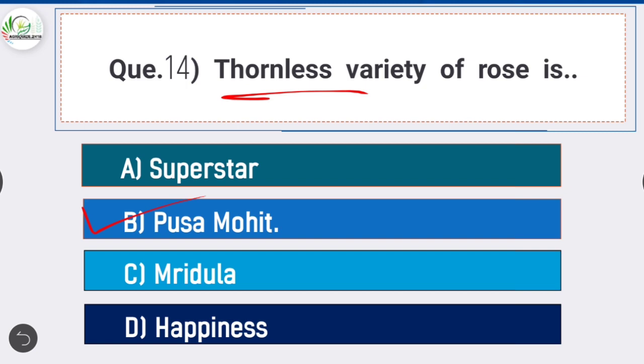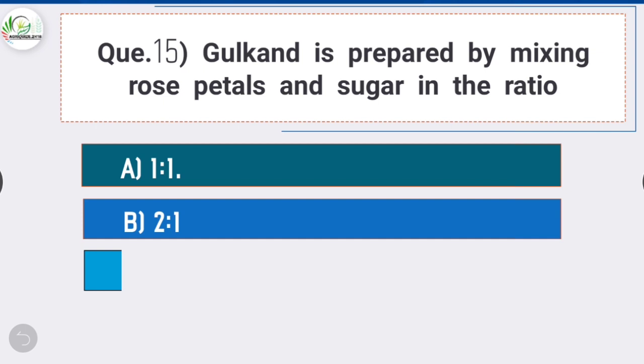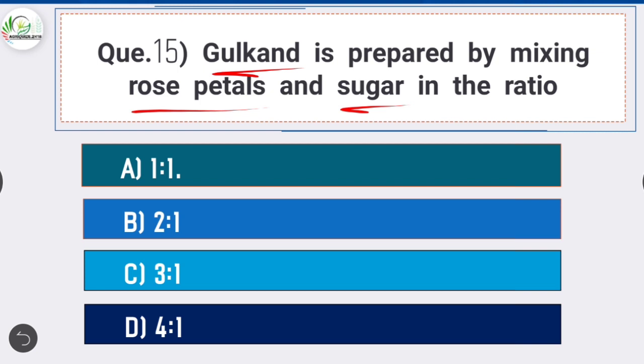Question number 15. Gulkand is prepared by mixing rose petals and sugar in the ratio? Answer is option A, 1:1. Gulkand is prepared by mixing rose petals and sugar in the ratio 1:1.